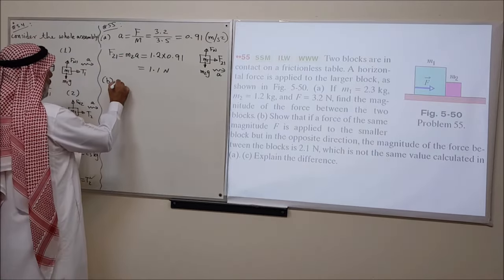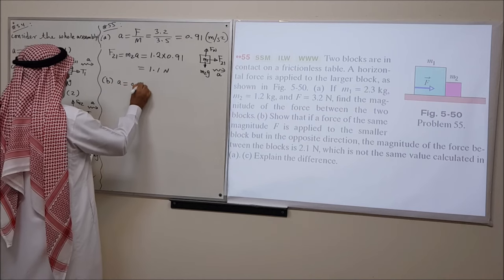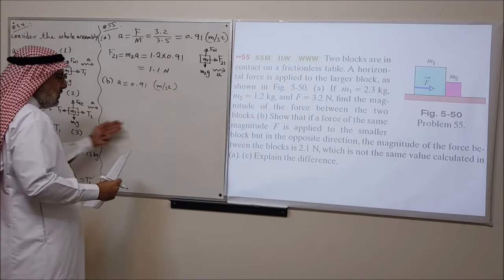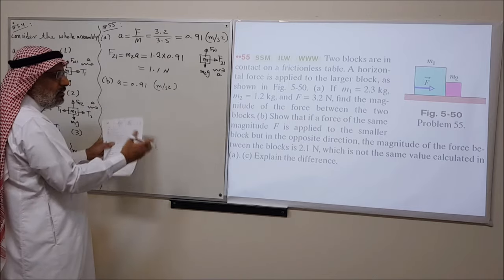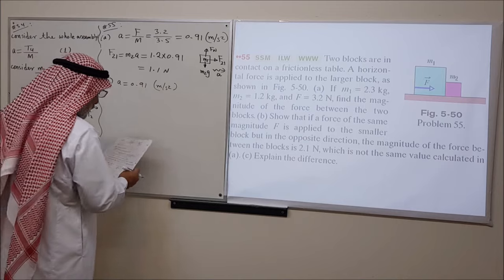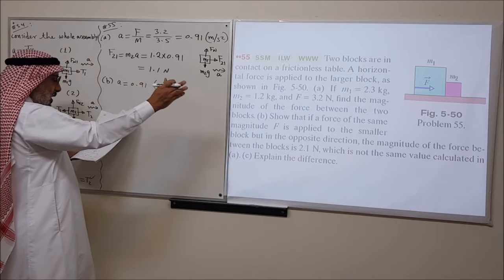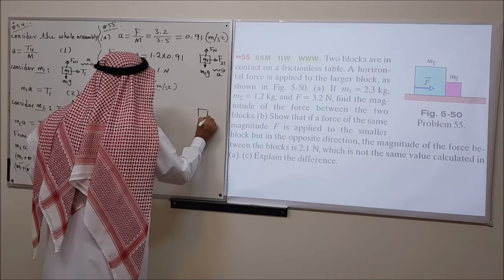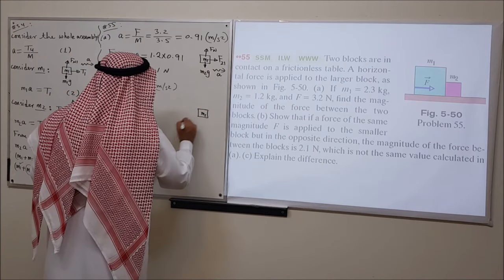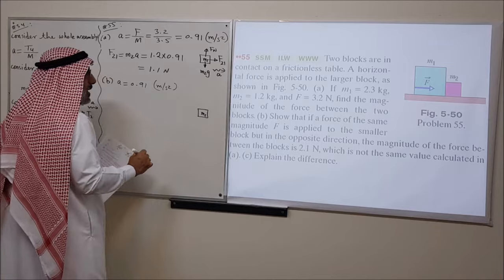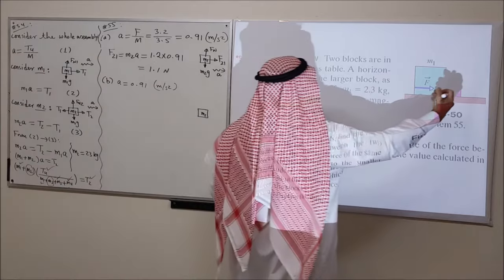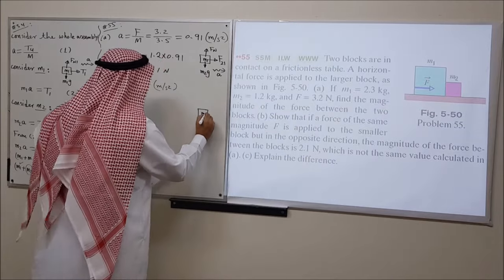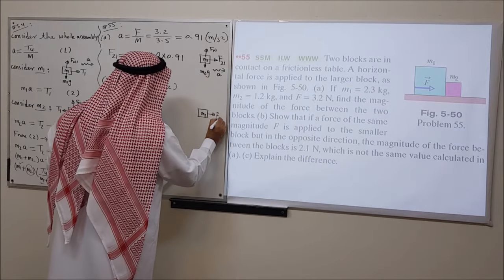First, we note that the acceleration will have the same value. Whether you push them this way or that way, as a unit, the acceleration will not change. So now, let us focus on M2, the same block that we have there. What is its free-body diagram? M2 will push M1 that way, so M1 will push it that way. And therefore, this is the force, F21.